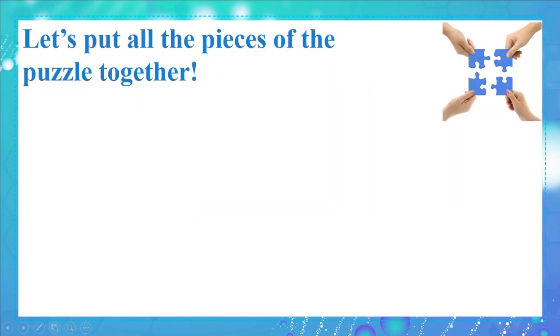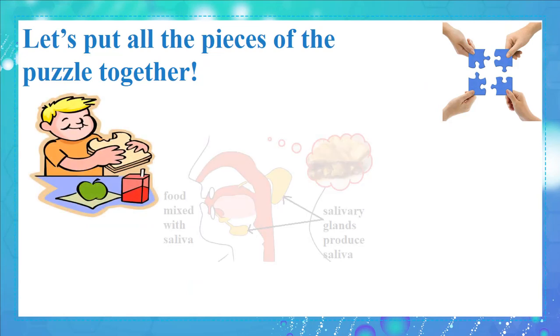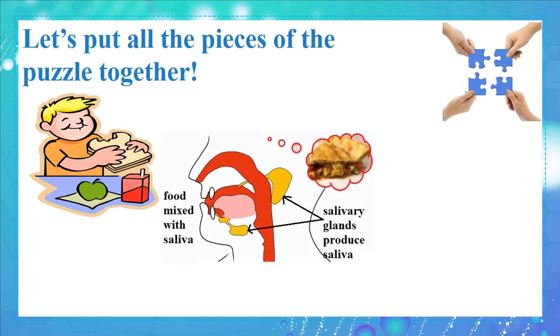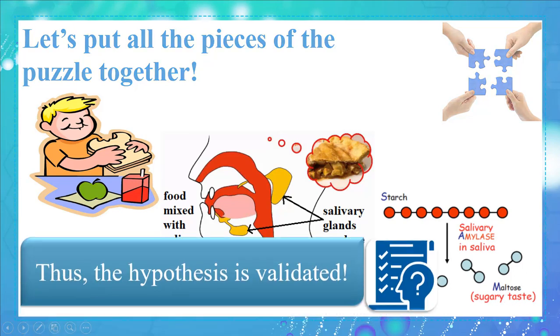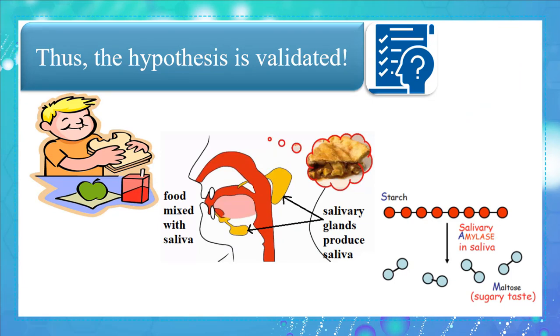Now, let's put all the pieces of the puzzle together. When this boy was eating bread, the bread in his mouth mixed with saliva. The salivary amylase in saliva broke down the big starch molecule in bread into smaller molecules called maltose. Maltose is a reducing sugar, and that's why the boy felt a slight sweet taste. Thus, the hypothesis is validated.